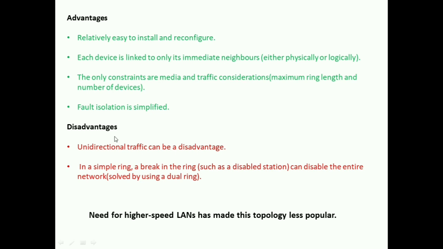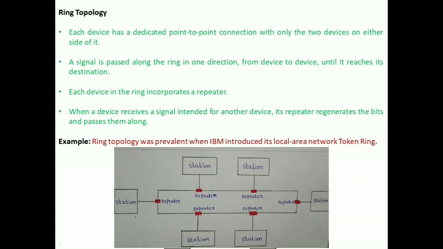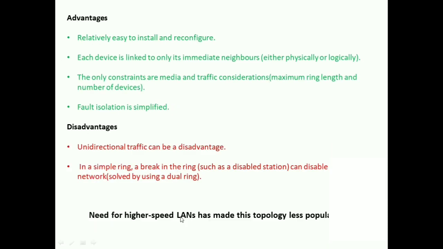So coming to the disadvantages, unidirectional traffic can be a disadvantage. Let us say station 1 wants to send information to station 7 or 6. Initially, in the ring topology, first of all the direction initiation happens. If the direction is like this, it has to cross all these stations and come to this particular place. So this unidirectional type of traffic can be a disadvantage in ring topology.